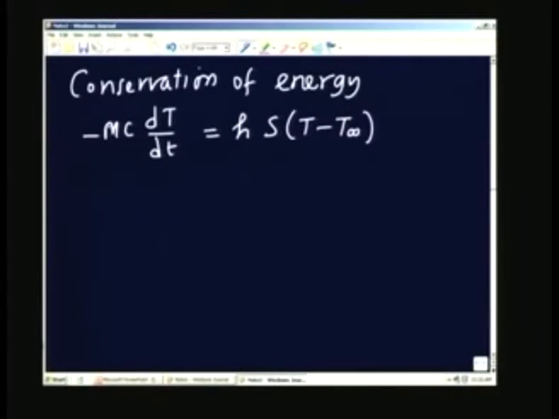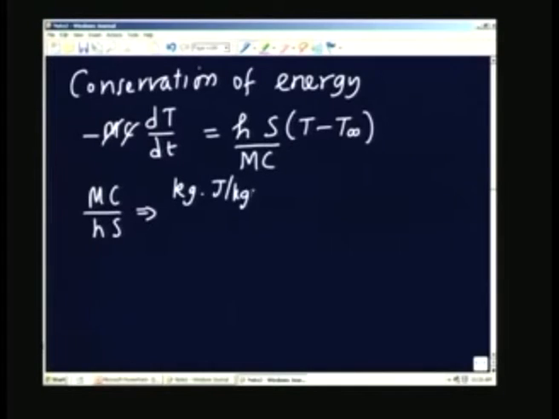So, what I will do is I will remove this mc from here, take it to the denominator, and look at this mc by hS. This is the mass specific heat product. Let us look at the unit of this quantity. This will be kilogram, times joules per kilogram Kelvin, divided by h, which is watts per square meter Kelvin.